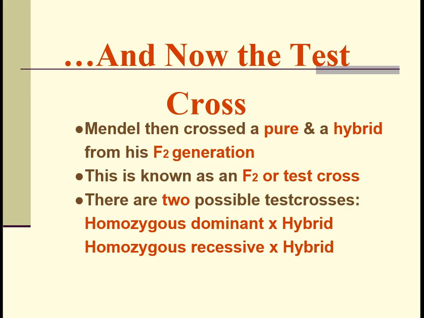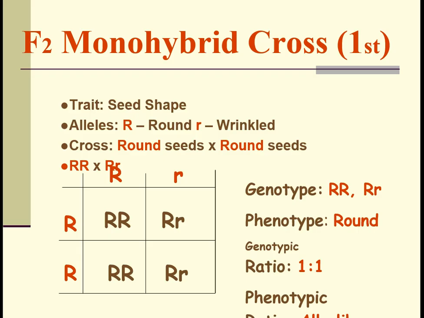And now the test cross. Mendel then crossed a pure and a hybrid from his F2 generation. This is known as the F2 or test cross. There are two possible test crosses: homozygous dominant into hybrid, and homozygous recessive into hybrid. Always remember, when we cross a heterozygous plant with a pure line or a homozygous plant, it is called a test cross.